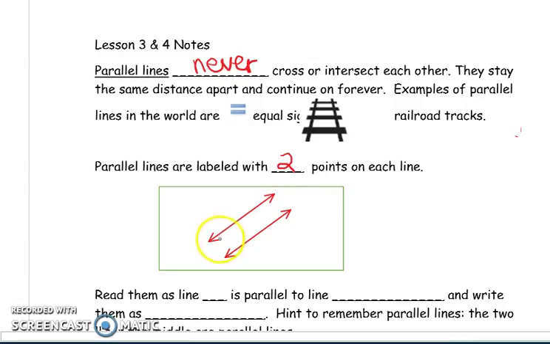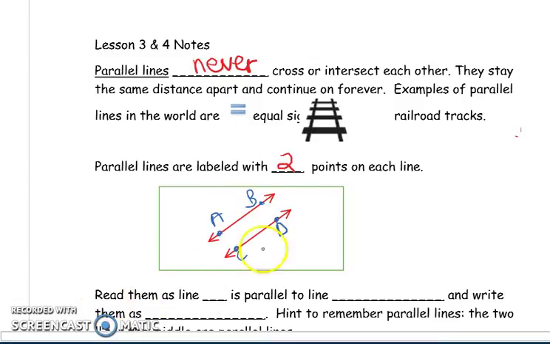So I want you to draw 2 lines. And they need to have arrows on the ends to show that they are lines. And then we're going to put some points on each line, 2 points on each line. And we give them letters. So let's go with A, B, C, D. Okay, once you get that done, you can continue the video, but you might want to pause it for now.